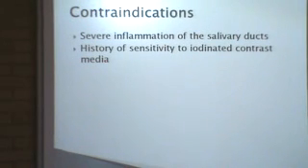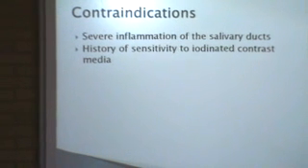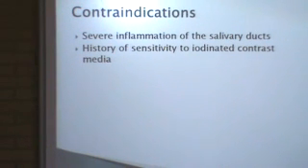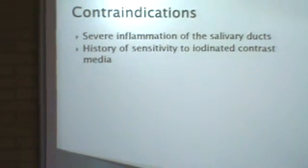Some contraindications, severe inflammation of the salivary ducts, and then I mentioned earlier when there's larger stones blocking the ducts, and then history of sensitivity, or if they're allergic to iodine or contrast media, then obviously we can't get into that.